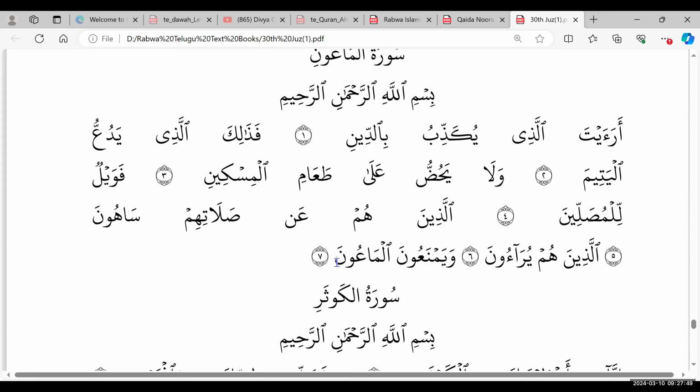So here it is a waw mad. The last letter does not have fathatain. Here it is a Mad al Badal, and the last letter does not have fathatain. So these all are examples of Mad Arid lil Sukun.